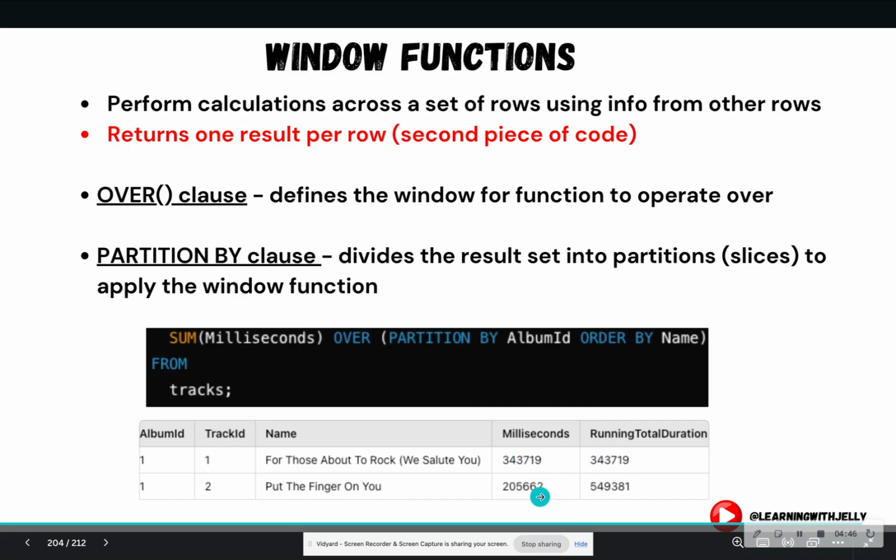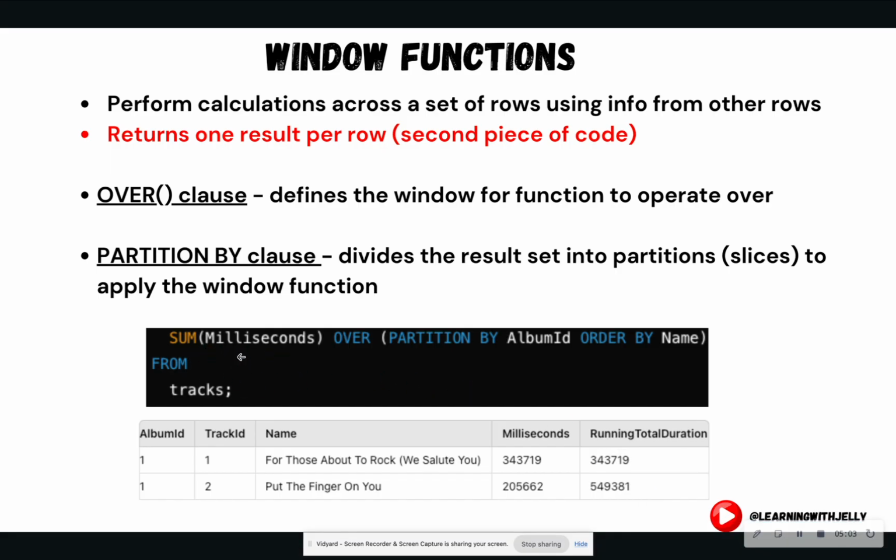Now you can see the second track was about 205,000 milliseconds, and that total of the first and the second is 549,000. So this helps me keep a running total of all the rows in my data set, and it won't just give me a sum of just album one, sum a million milliseconds, album two, sum 2 million milliseconds, and so forth. So this over clause is going to have its own parentheses, okay? And it's going to define a window. So you're just setting a window.